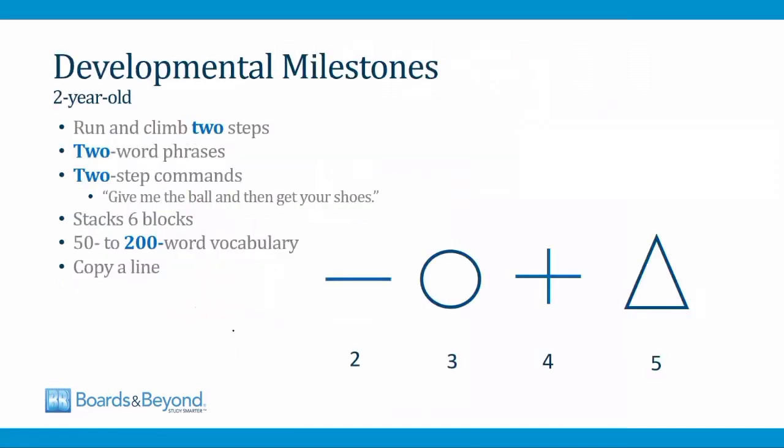Okay, now let's talk about some of the developmental milestones for older children, and we'll start with 2-year-olds. And most of the milestones for 2-year-olds have the word 2 in the name of the milestone. For example, children who are 2 years old can run and climb 2 steps. They speak with 2-word phrases, and they can follow 2-step commands. For example, if you ask a 2-year-old to give me the ball and then get your shoes, they can follow this 2-step command.